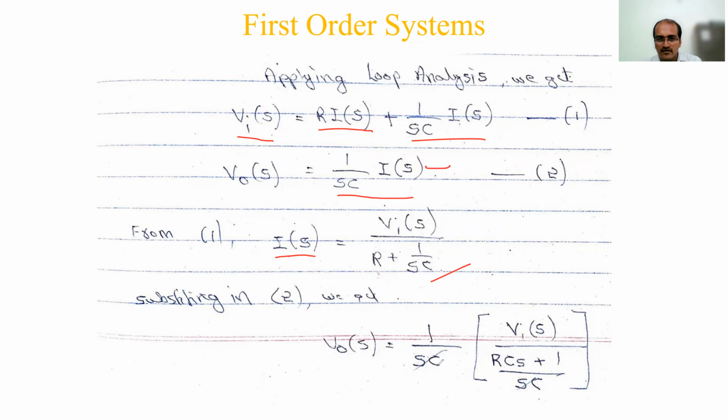So what you will get, V naught of s is equal to 1 by SC into Vi of s by R plus 1 by SC. Here LCM is taken, it is RCS plus 1 divided by SC. So this SC and this SC will cancel out. So what is remaining is 1 by RCS plus 1, and this Vi of s will come in the denominator because it is the transfer function we need to calculate.